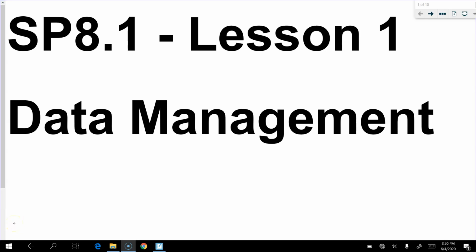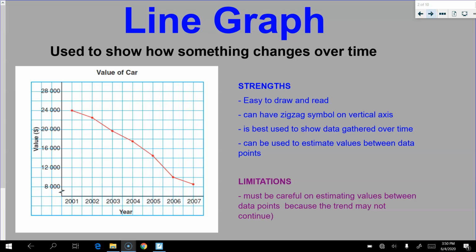We're at SP8.1 lesson 1, and we're talking about data management, which in turn really is talking about graphs. So here we have a line graph. This won't be anything new to you, but we're going into real depth here about how these all work and how to read them. So a line graph is used to show how something changes over time. The strengths of a line graph are that they're easy to read and easy to draw.